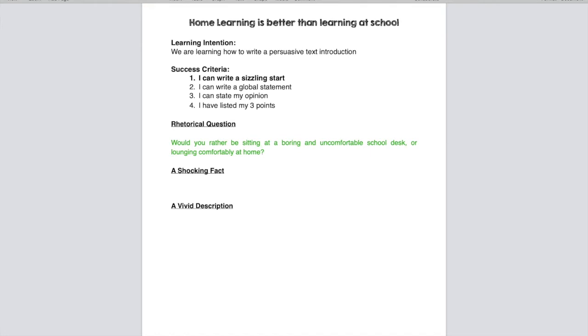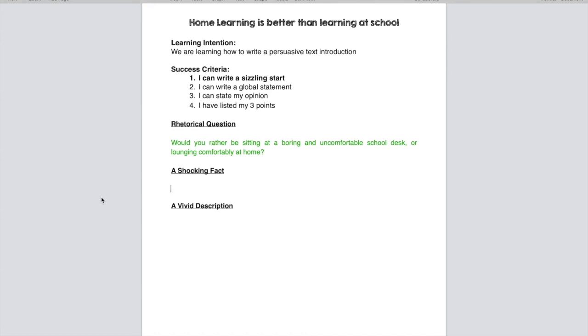You can see here that I'm trying to make the reader think about how much more comfortable it is to be at home rather than at school. And that's going to support my writing later, trying to persuade my reader that home learning is in fact better than learning at school. So now we're going to think about a shocking fact.